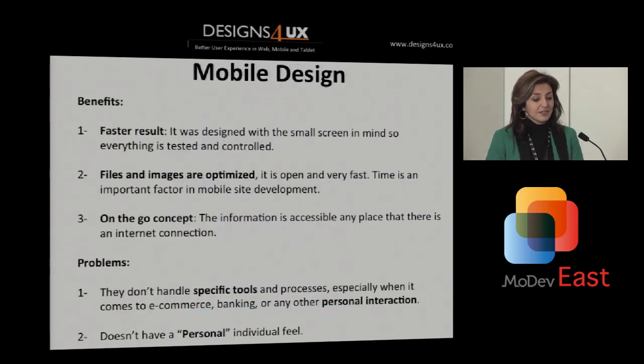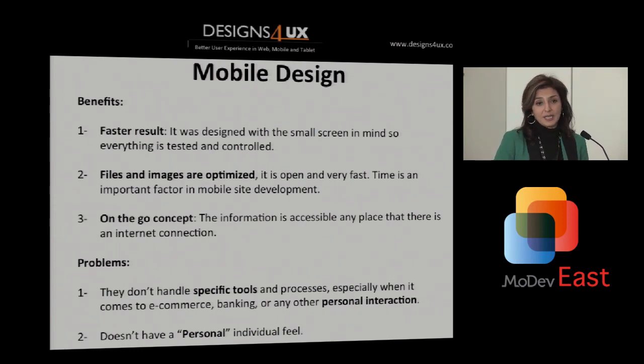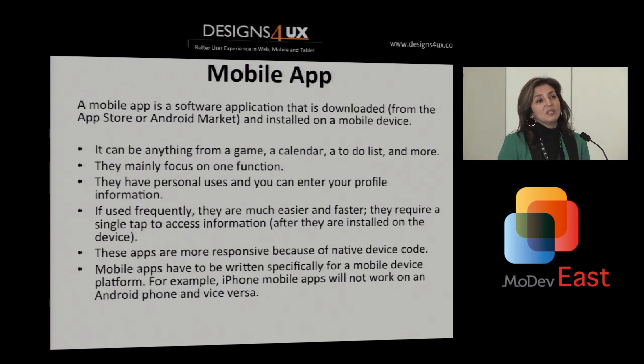The benefit, of course, is that it's faster, and files and images, since they are optimized, download quicker, and the whole purpose of mobile devices is the to-go concept. You want to get the information very quickly. But the problem is they do not have the specific tools when it comes to some activities or processes like e-commerce, banking, or some personal interaction. However, when we design a mobile app, which is a software application that you have to download from the App Store or Android Market, you have different aspects of these problems that we talked about.